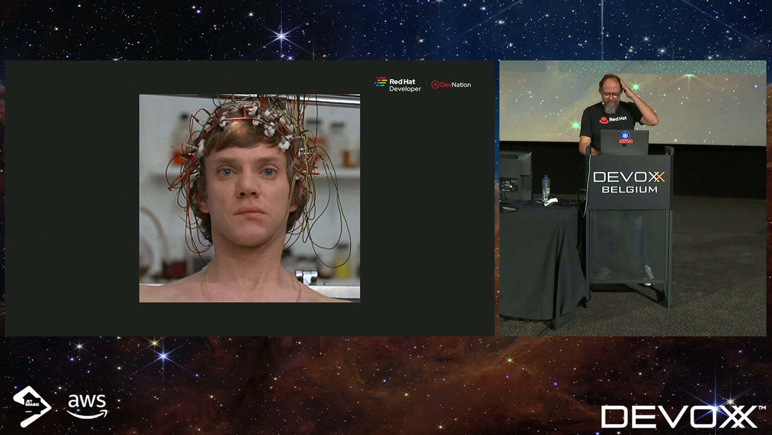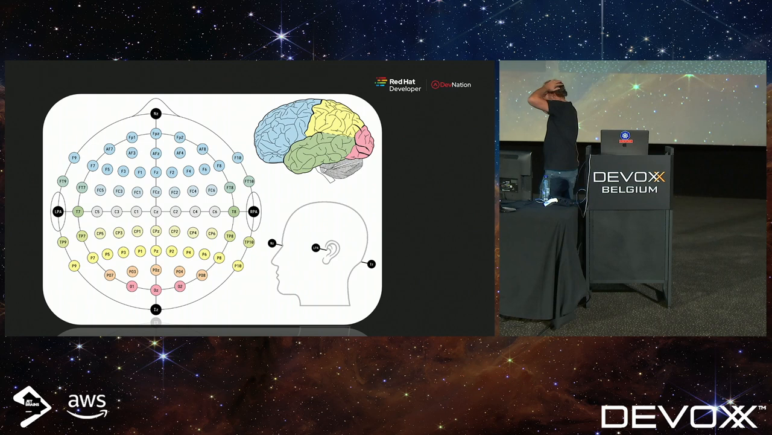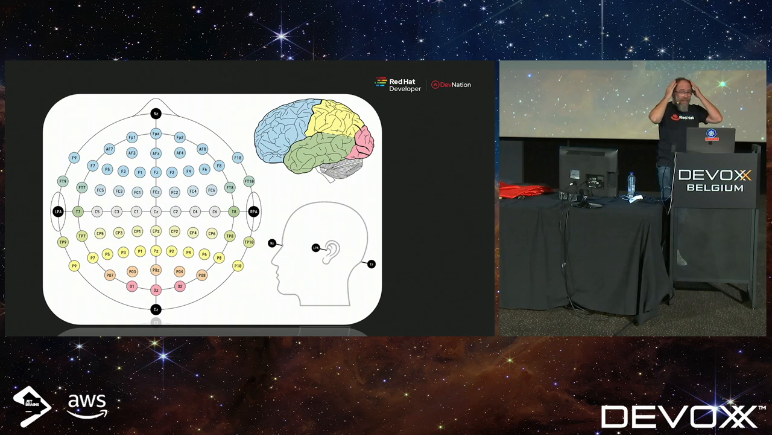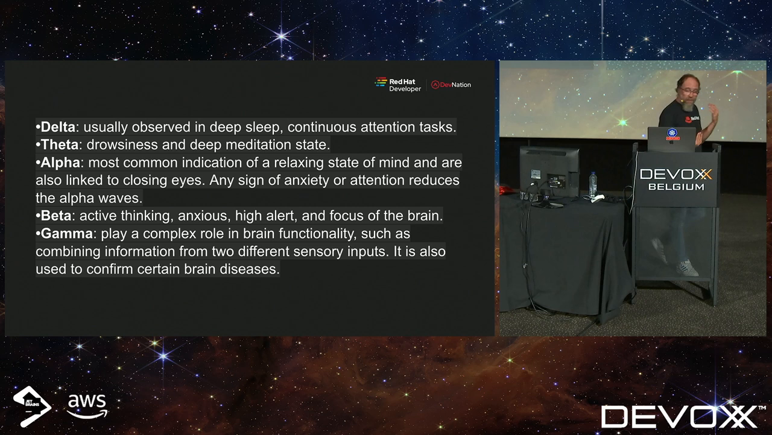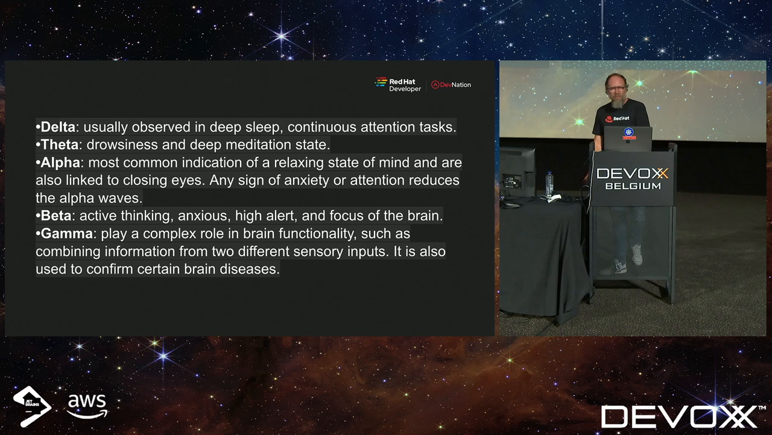I have 10 sensors on this device, but you have some helmets that can have way more. But 10 is way enough to capture the most important different waves that can occur in my brain. Okay? Spoiler alert, really boring slide now. So I have different types of waves, the brain waves, just to go fast. Delta is usually when I'm sleeping, so if you can really capture the delta wave, it's probably that you are sleeping or doing a continuous attention task, which is pretty funny.